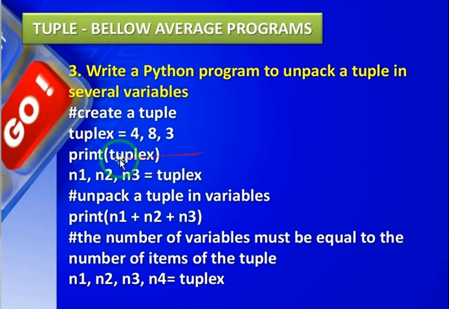One way to unpack a tuple is by firstly defining the tuple, let's say 4, 8, 3. And then we use different variables such as n1, n2, n3, and we print n1 plus n2 plus n3. But an important point to note here is that the number of variables must be equal to the number of items of the tuple. Since there are three here, three also must be here, else it will give an error.